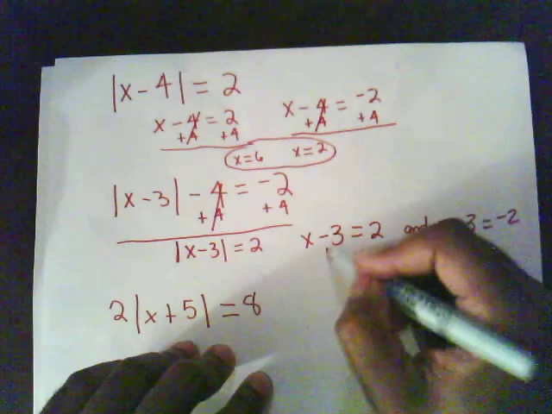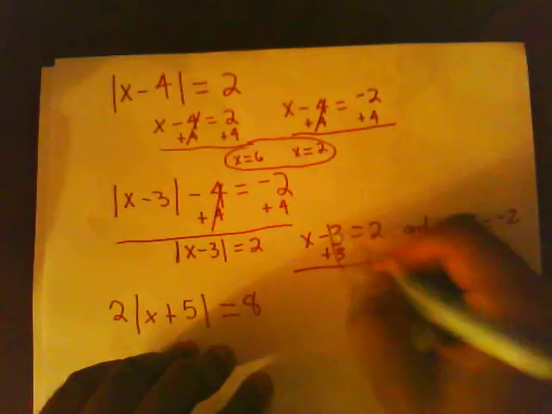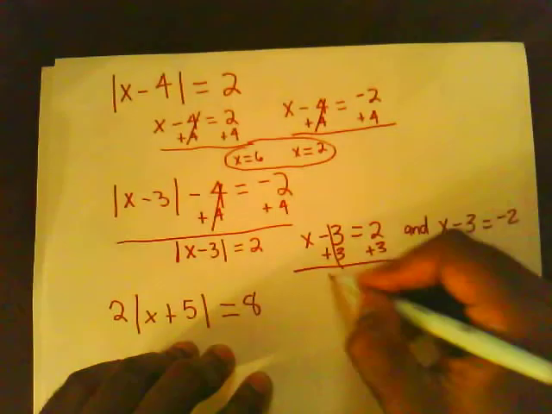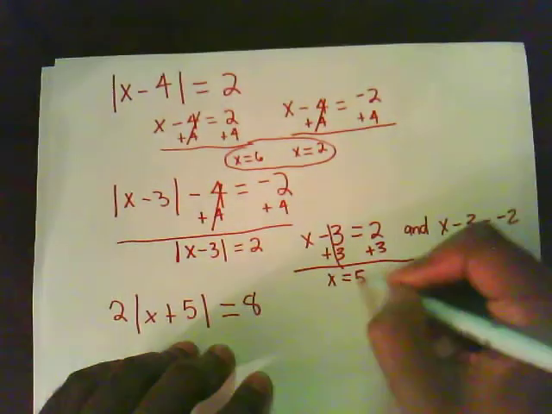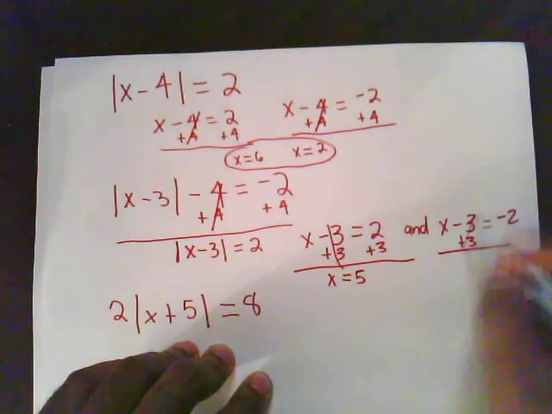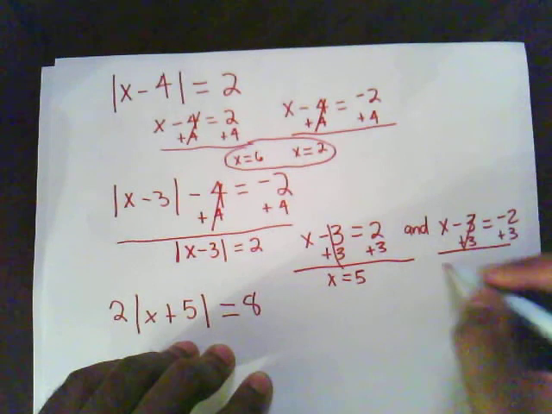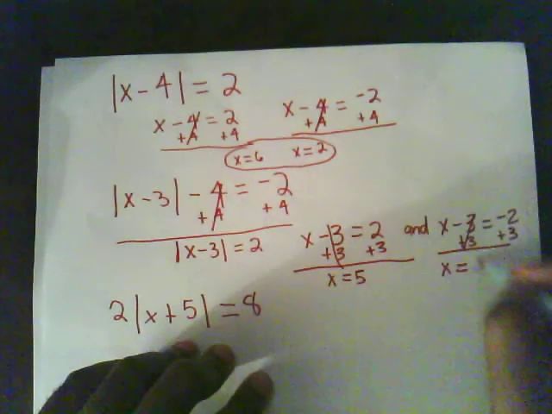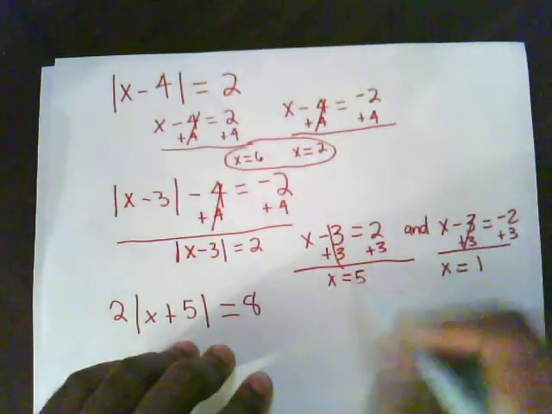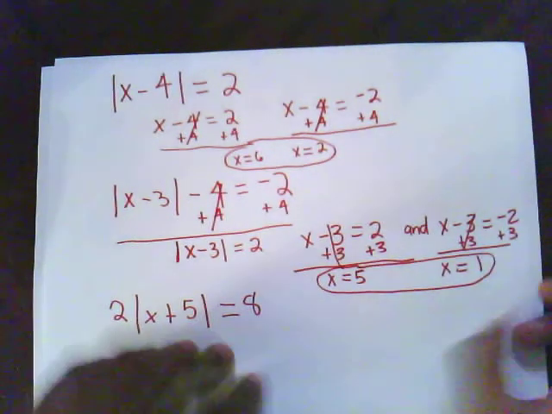Here we do the inverse operation and add 3. So x equals 5. And we come over here and add 3. Negative 2 plus 3 equals 1. So x equals 5 and x equals 1.